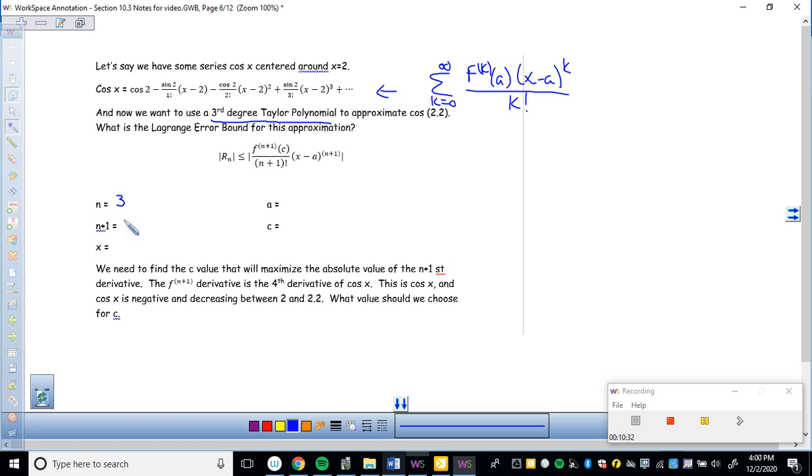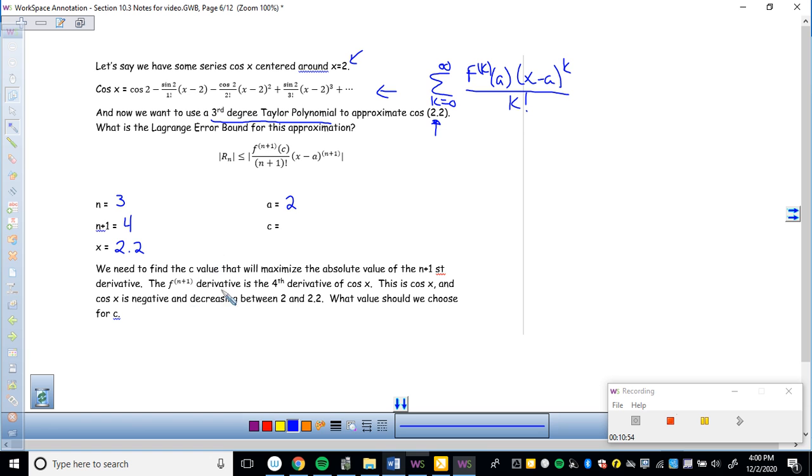N plus 1 is just add 1 to that. So we're going to be using the fourth term, or the fourth order term, to help us determine our error. X is the value that we are approximating, the x value inside the function. So that's 2.2. A is what we are centered around. That is 2. And C, this is the new value. So we need to find the C value that will make this absolute value statement as big as it can possibly be, that will maximize the absolute value of the n plus first derivative. And so sometimes we have to actually look at that fourth derivative to find out what value we're going to choose to maximize the Lagrange error bound.